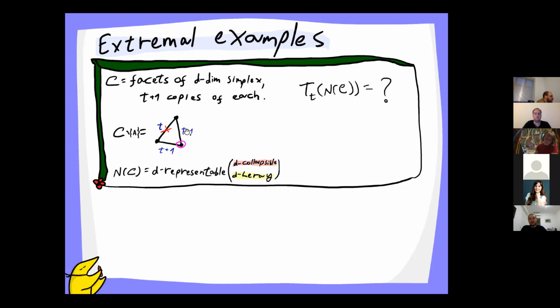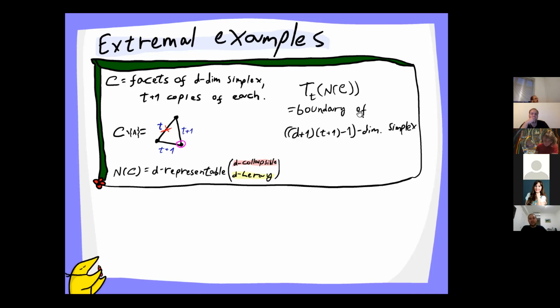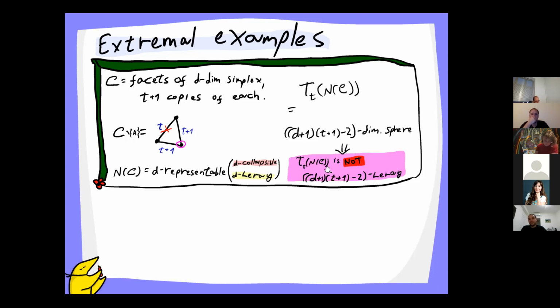So this shows, in fact, that the t-tolerance complex of this nerve is the boundary of the simplex on (d+1)(t+1) vertices, the number of sets in the family. So in particular, this is a (d+1)(t+1) − 2 dimensional sphere. Okay, so it has homology in this dimension. Therefore, it is not (d+1)(t+1) − 2 Leray.